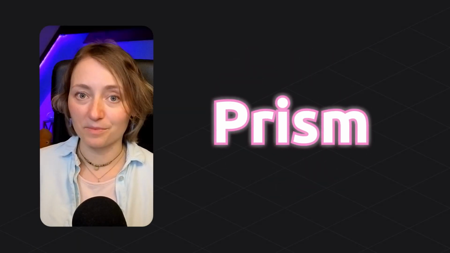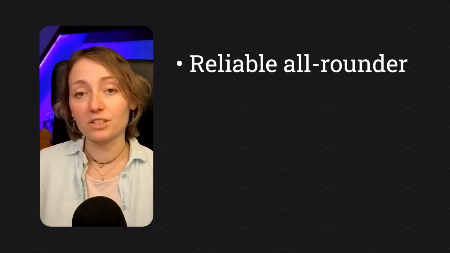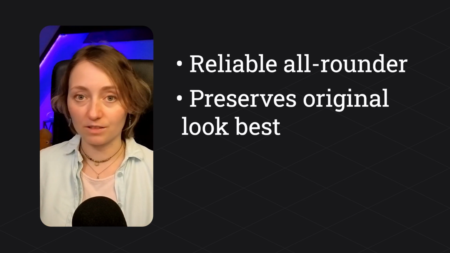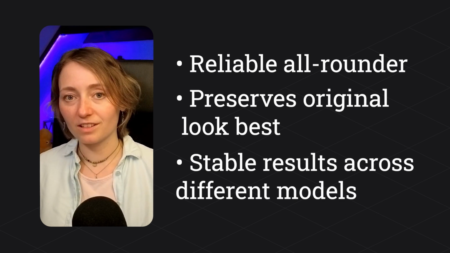Next is Prism. And this is the most reliable all-rounder in my tests. It tends to preserve the original look best, it works across a high range of polycounts, and it gives the most stable, usable results across different models. If you're unsure, just go with Prism. You won't regret it, probably.